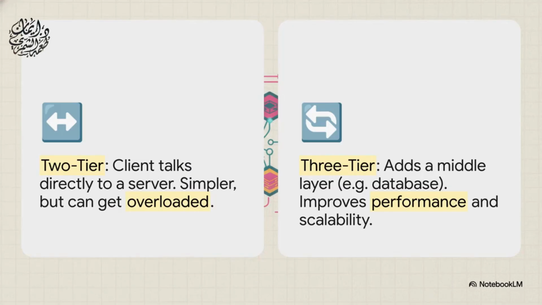And that brings us to a three-tier architecture. We add a middle layer. Your browser still talks to the web server, but now the web server acts as a client itself, requesting data from a whole separate database server. This separation of concerns is an absolute game changer for performance and for being able to scale up.